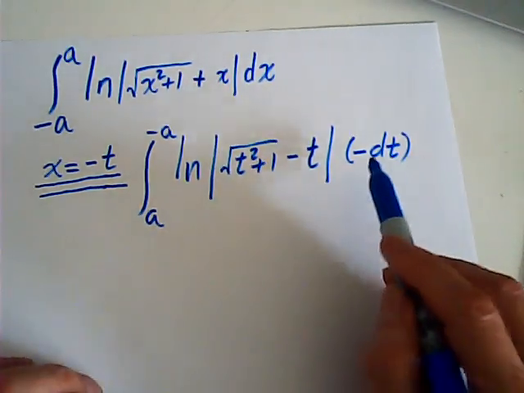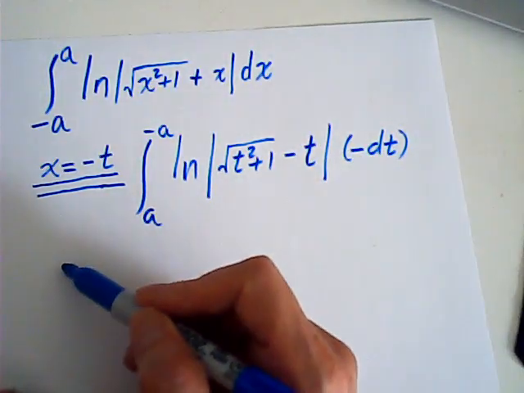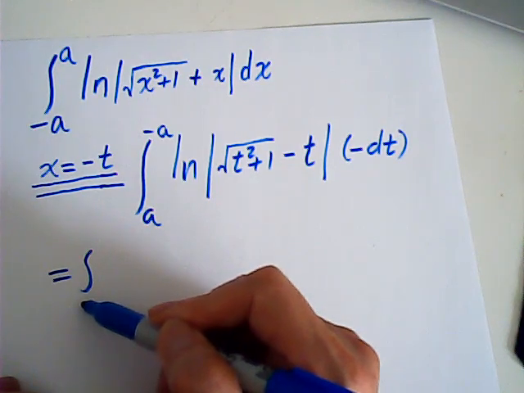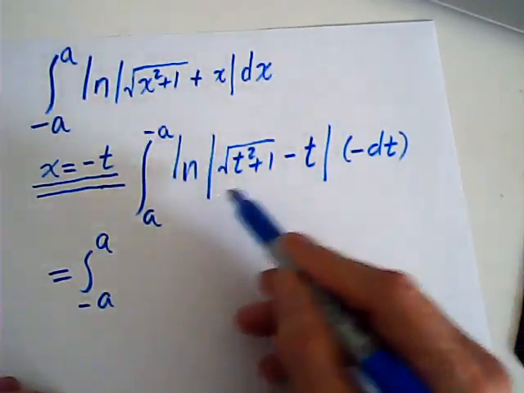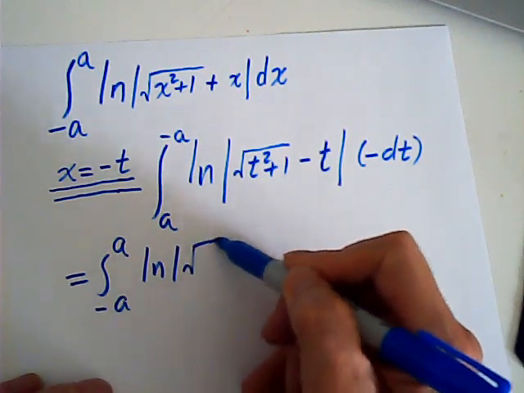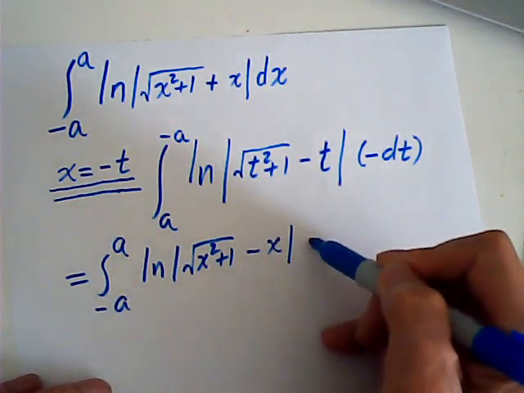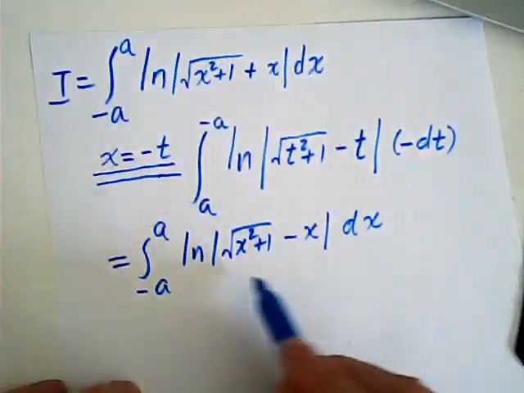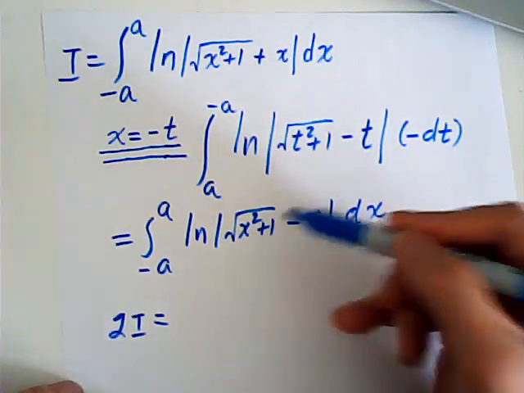Okay, then I change this negative to flip. No, it's interchange the limits. Therefore, this one is equal to negative a to positive a. So the negative is gone, and for the dummy variable, I rewrite it as x. So this is equal to log of square root of x squared plus 1 minus x, dx. All right, so this is I. This is also I, right? Therefore, 2I is equal to this plus that.